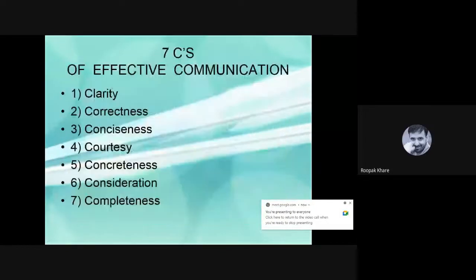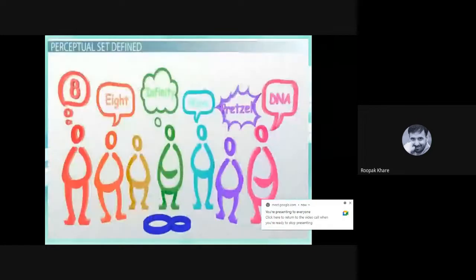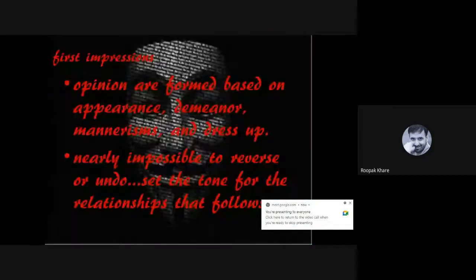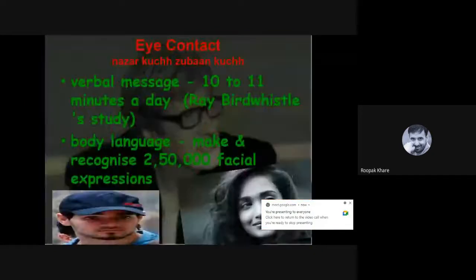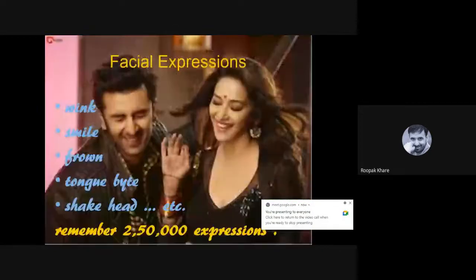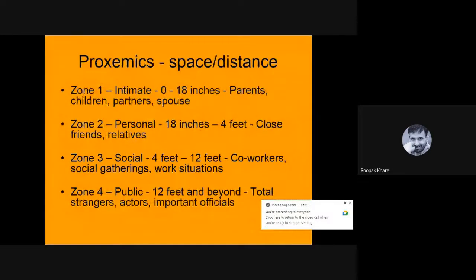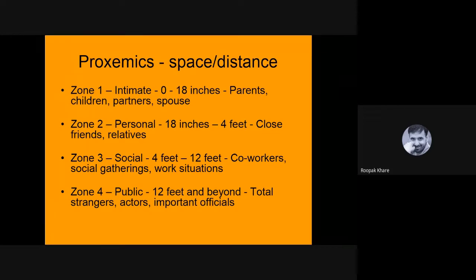And then we come to zone 4, which is a public distance or space, 12 feet and beyond that. So people who are totally strangers, people who are probably performing somewhere, and they could be probably officials whom you're meeting. These people, you maintain a distance of 12 feet.